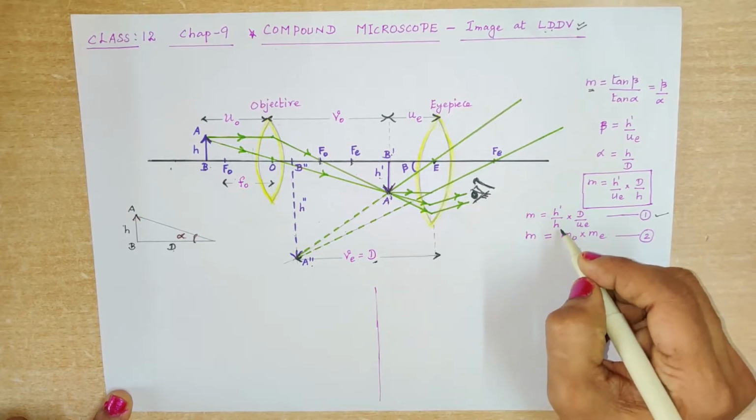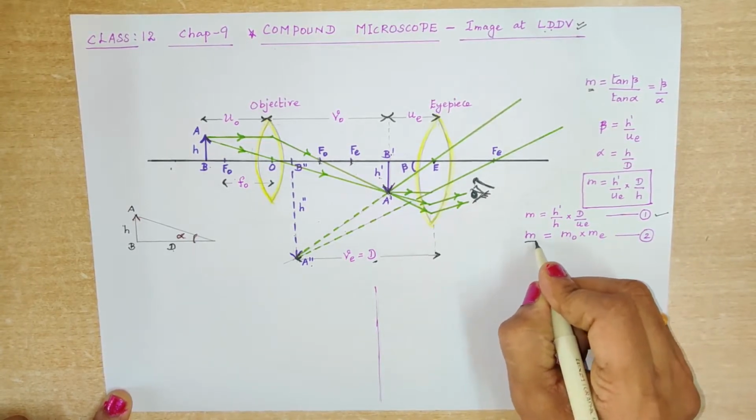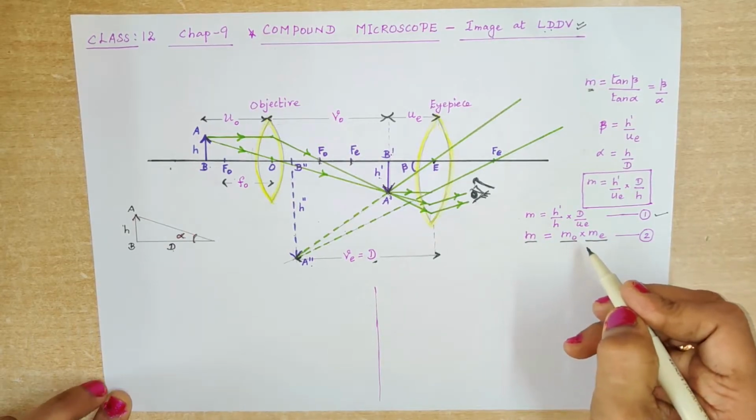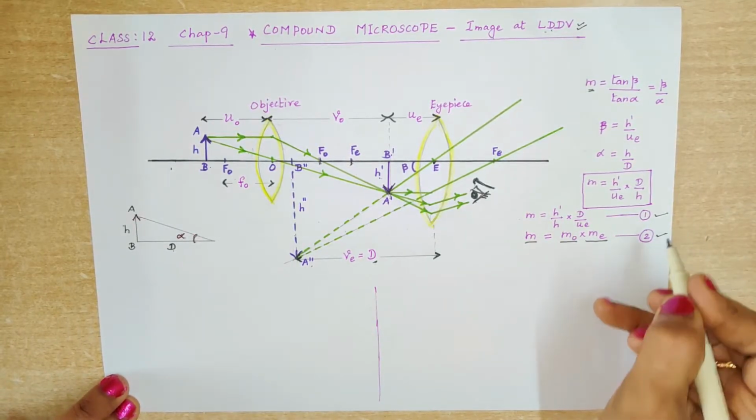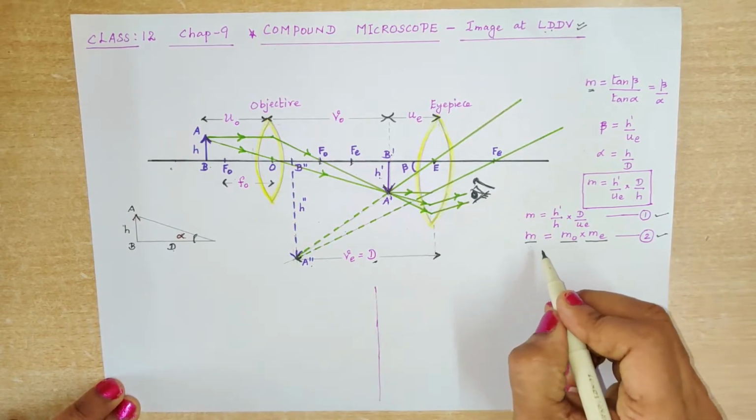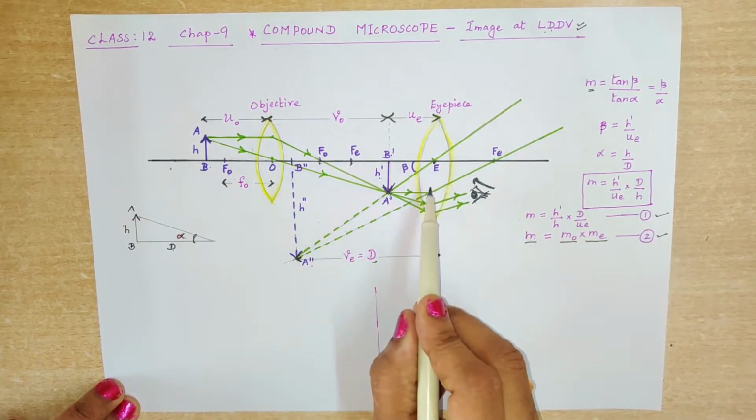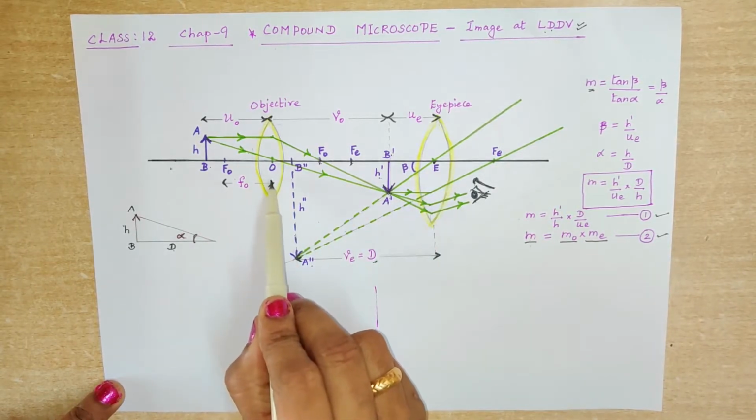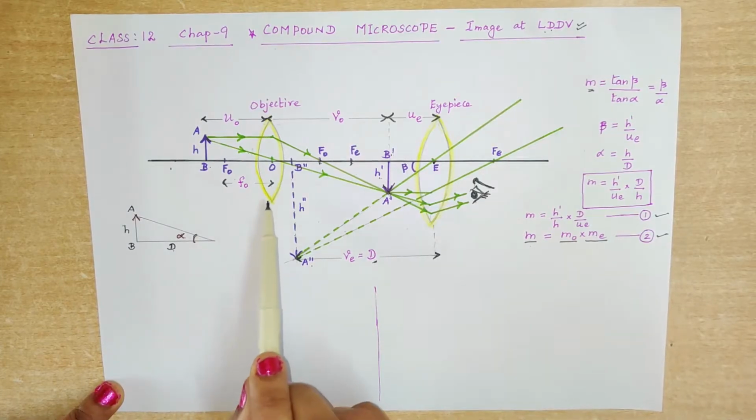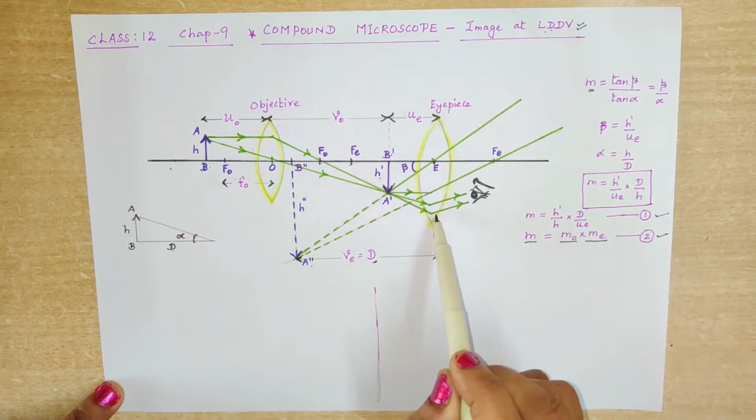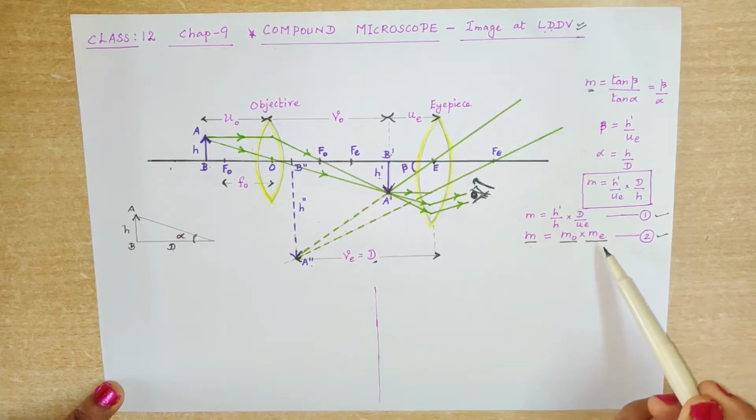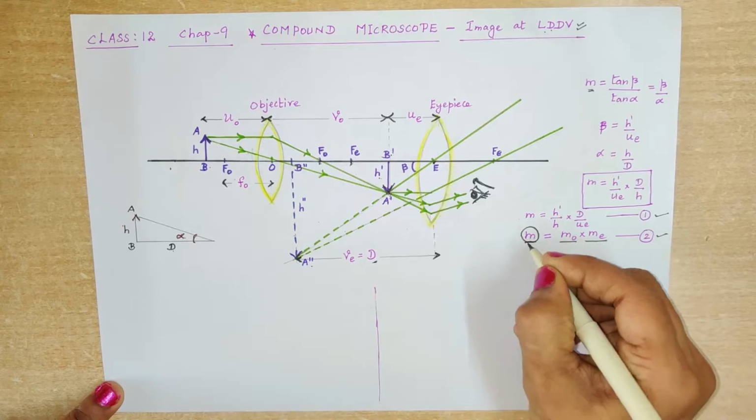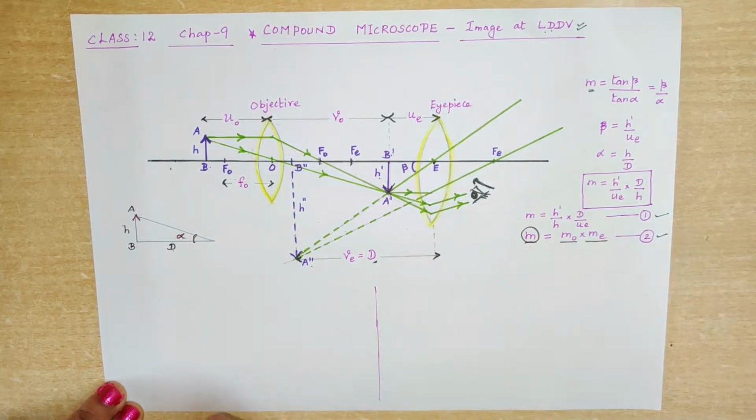This is the magnifying power which we have calculated initially. It can also be taken in this way: M is equal to MO multiplied by ME. This is equation number 2. What is the meaning of this? The magnifying power of a combination of lenses is the product of the magnification of each lens. Here MO is the magnification of the objective lens and ME is the magnification of the eyepiece. So the product of these two will be the total magnifying power of this combination, the compound microscope.